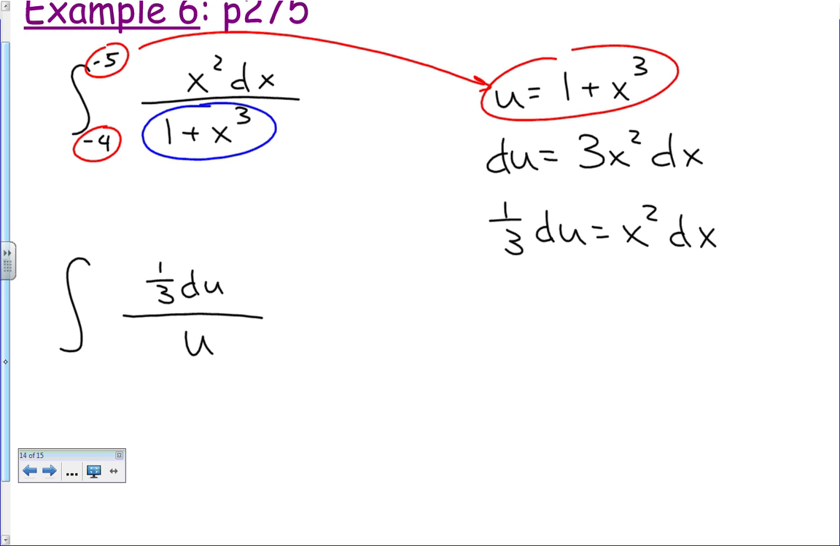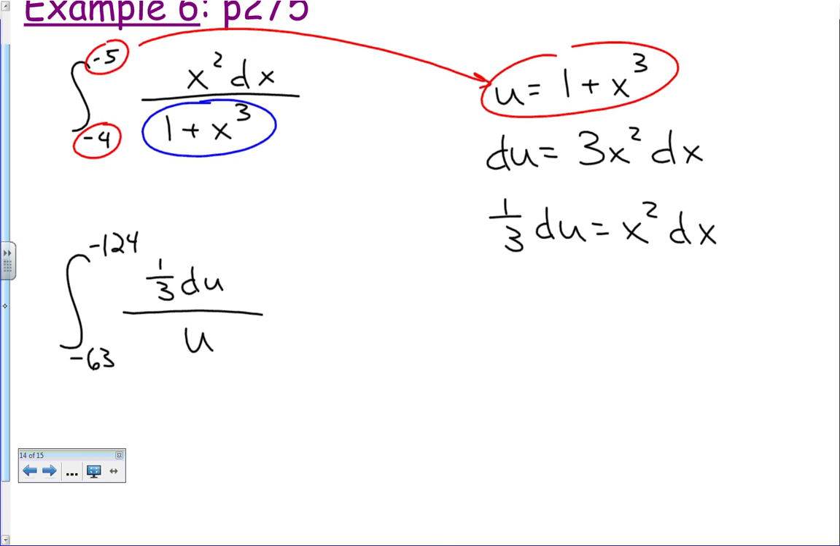So let's start with the -4, the lower bound. When I take -4 and plug it in there, -4 cubed, 4 times 4 is 16 times 4 is 64, and it's negative. So it's 1 plus a -64. 1 minus 64 is -63, which is the lower bound. And now do the same thing for the upper bound. -5 cubed is going to be -125. 1 plus -125 is -124. Don't forget, you change those endpoints.